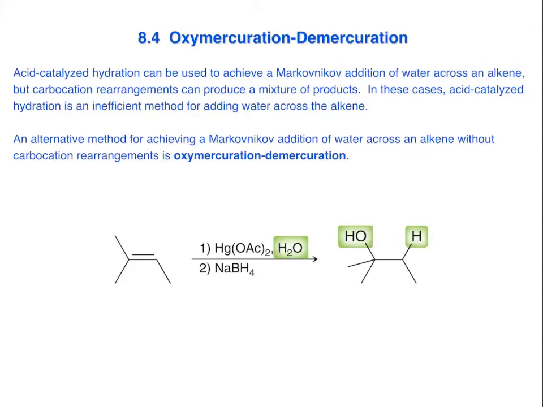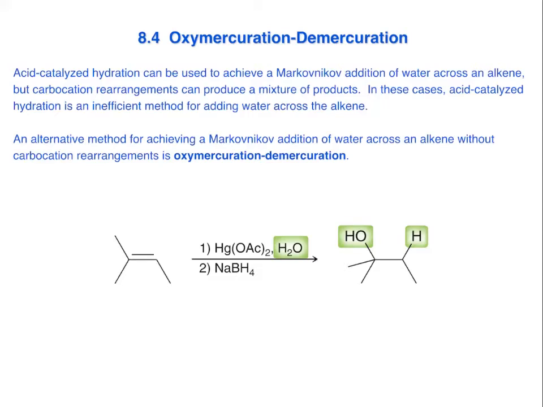In this video, we're going to cover section 8.4, oxymercuration-demercuration. As we saw in 8.3, acid-catalyzed hydration can be used to achieve a Markovnikov addition of water across an alkene. But if carbocation rearrangements are possible, this will produce a mixture of products. As a result, this is an inefficient method for adding water to an alkene.